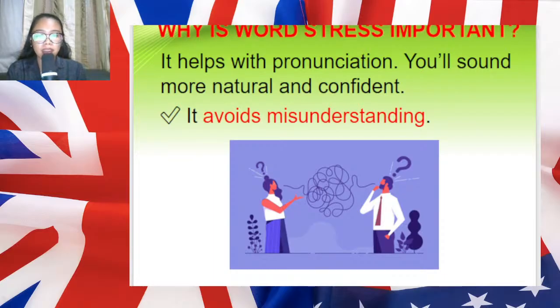Now, look at the image. Okay, this one. See those two people with the question marks and the tangled line between them? That messy squiggle? That's exactly what miscommunication feels like. But when you use word stress correctly, that confusion clears up. That line becomes smooth. The message is really received.